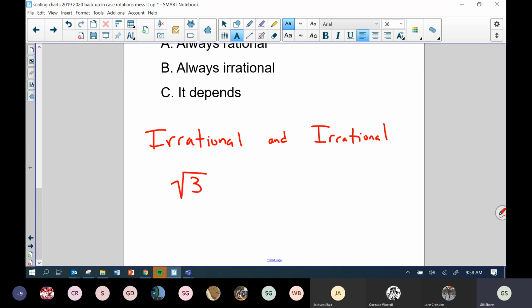So square root of 3 is irrational. Well, I want to do some kind of math and come out with a rational number. That's my goal. There are actually several things I can do math-wise to get a rational number with an irrational number. I could just say, okay, I'm just going to subtract the same thing. What's the square root of 3? Subtract the square root of 3.